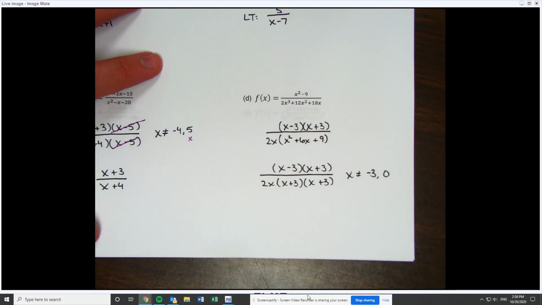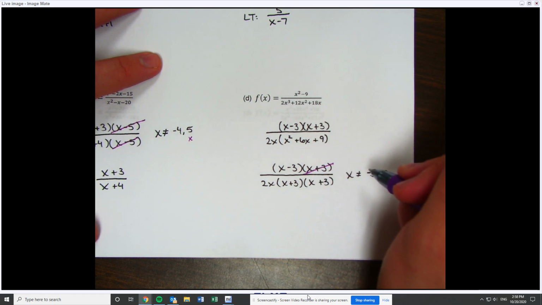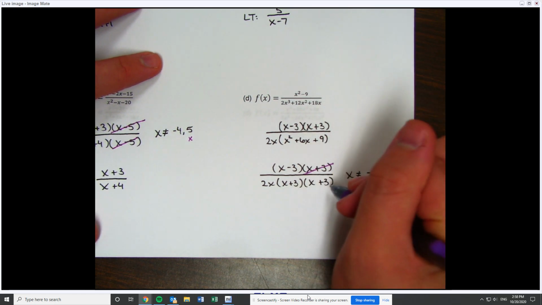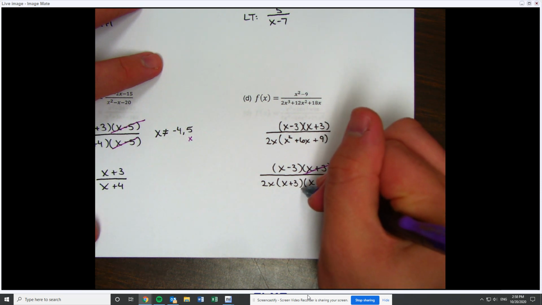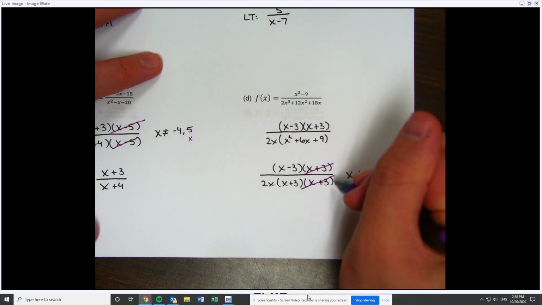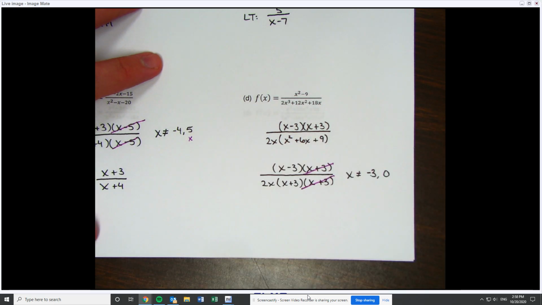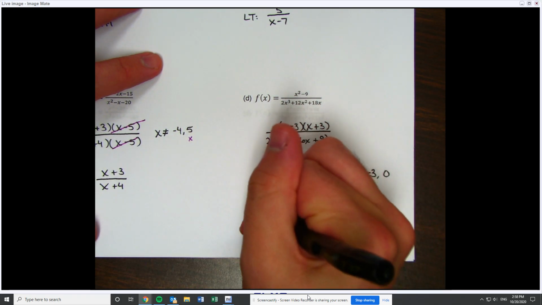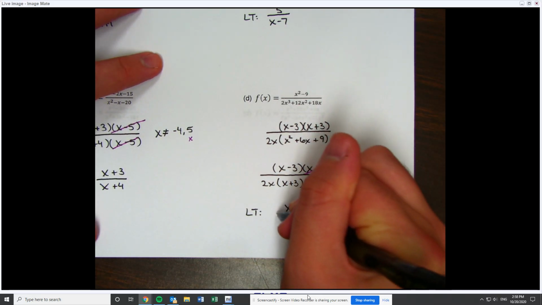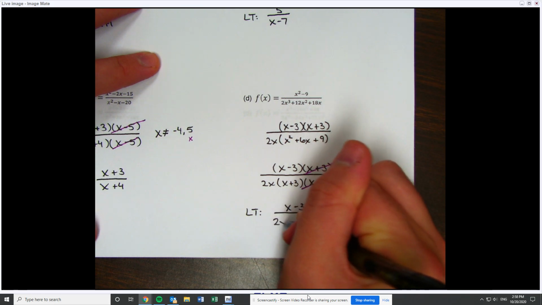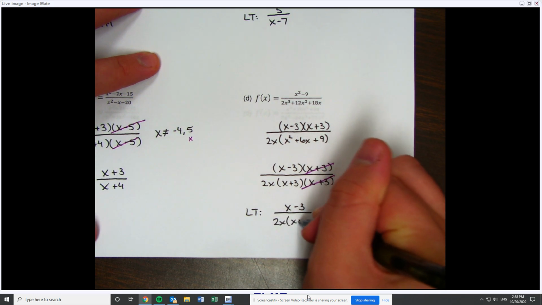Cool. So now I can reduce. Well, I see x plus 3 is the same on top and bottom, but there's 2 on bottom. I know it's tempting to go ahead and cross them both out, but you can only cross out 1 for 1. There's 1 on top, so 1 on bottom. So my lowest terms right here, I have x minus 3 divided by 2x, x plus 3.